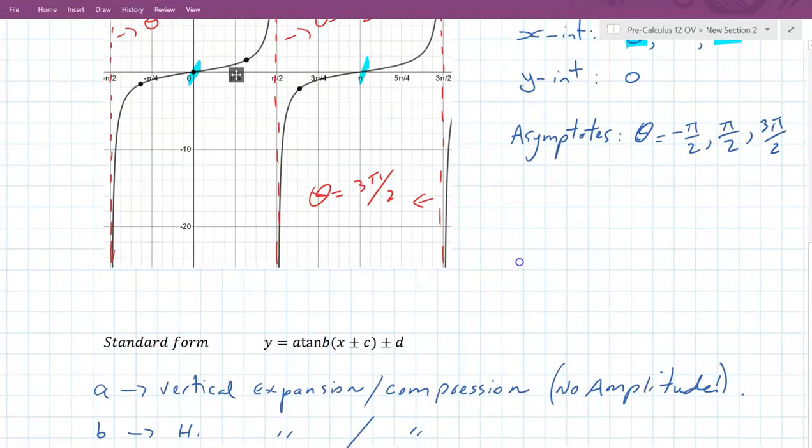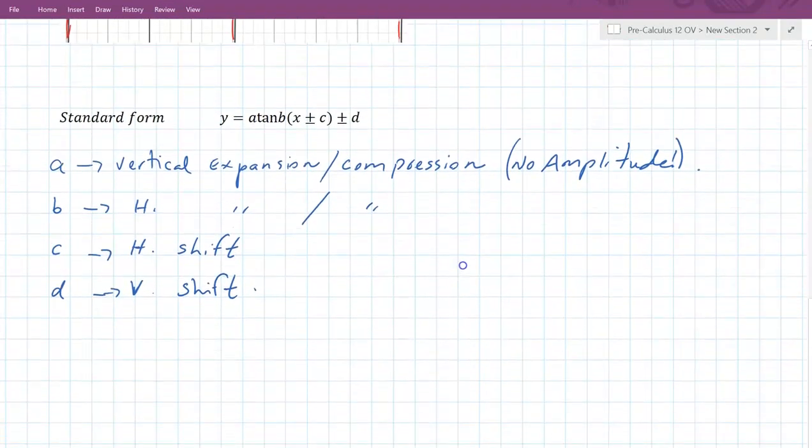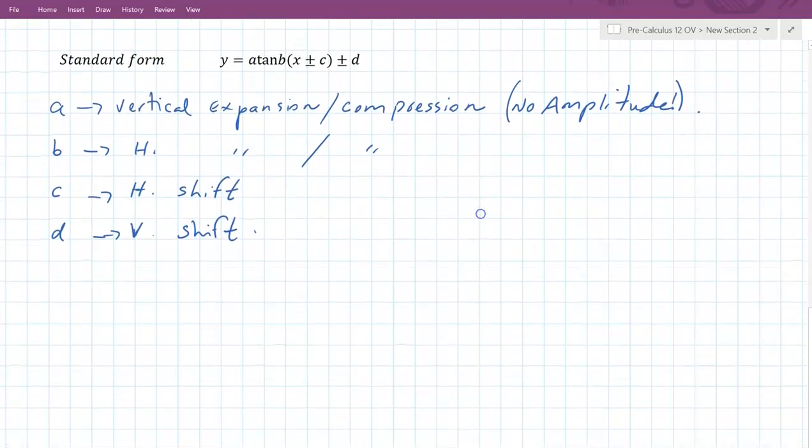Great. Now let's go ahead and look at the components of the total tangent function. I will not graph that in detail the way I did with the sine and cosine, because it's a repeat. Basically everything is a repeat. It just looks a little bit different, but you know what that is. So A is a vertical expansion or compression. Make a note, there is no amplitude. We don't have amplitude, just vertical expansion and compression. B is the horizontal expansion or compression. Okay, and then C is the horizontal shift, and D is the vertical shift, depending on if it's positive or negative.